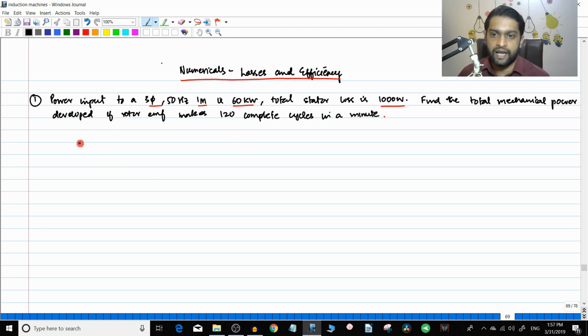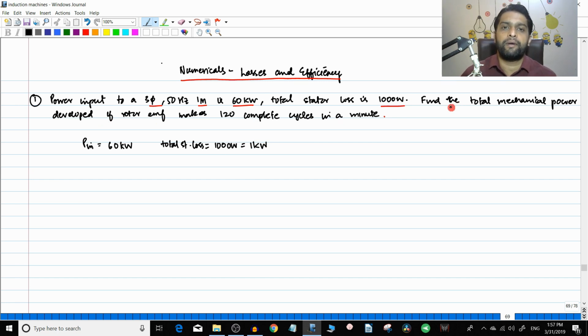So we'll look at this numerical a little bit closer. Before that, just write down what we know. The power input is given as 60 kilowatts, and the total stator loss is given as 1000 watts, or we can write it as 1 kilowatt. You have to find the total mechanical power developed.